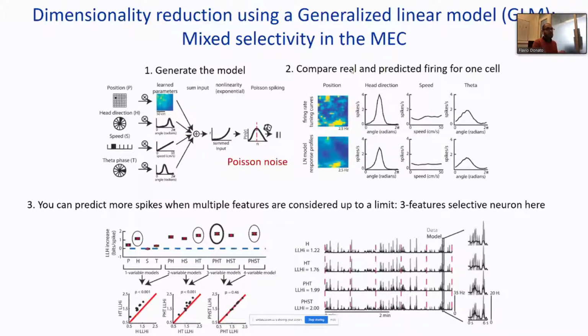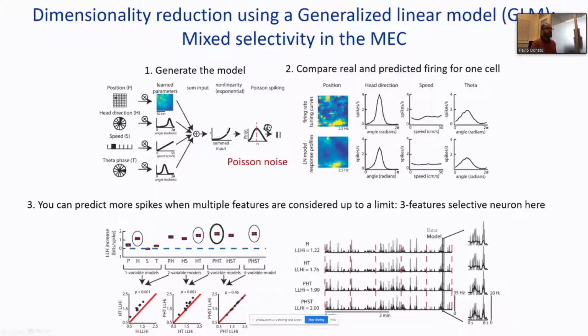We can use dimensionality reduction techniques and modeling approaches to try to understand the contribution of each individual variable that we can think of to the firing of those neurons. For example, in this case, we can factor how much position, head direction, speed, or theta phase, which is the oscillation that I've not been telling you about for the whole course, influence the firing of one individual neuron.